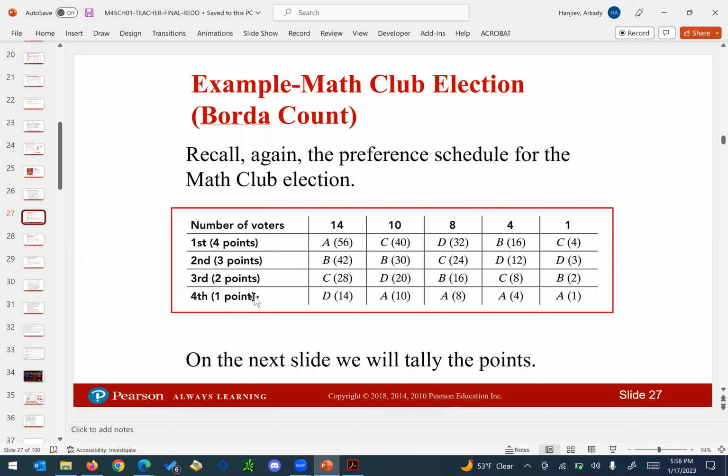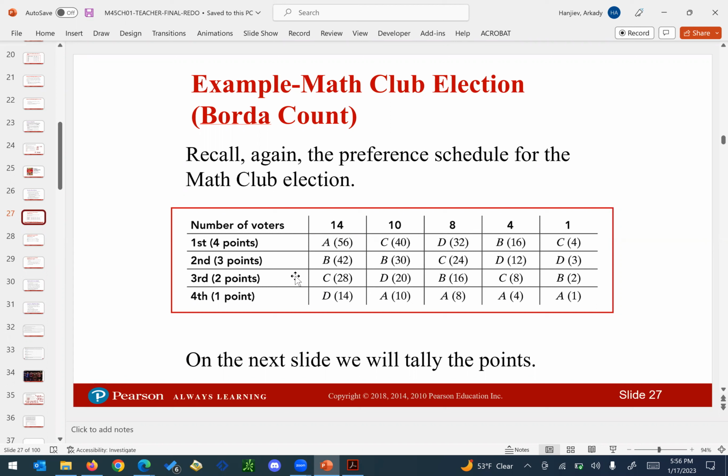So down here, since there are 14 people that have voted for D as last choice, D gets 14 points. Because there are 10 people that voted A as the last choice, A gets 10 points here. And then so on and so forth. Yes, you're going to have to build this out in the homework assignment in order to do this. So 8 points for A here, and then so on.